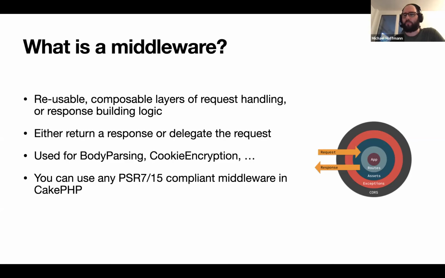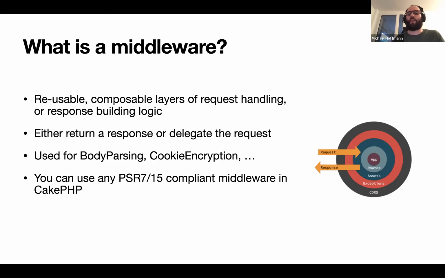Then there is the assets middleware, for example. So the asset middleware basically responds with a static file you have set in your web root, for example, a CSS file, and it doesn't even hit your application at all. And then, for example, there's also the routes. And that's quite handy.